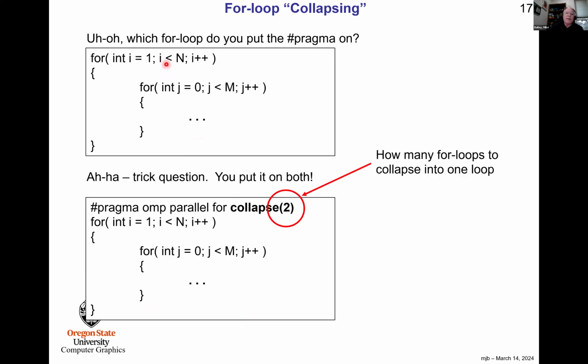Collapsing. What if you've got two nested for loops? Well, which one do you put the pragma on? You can't put it on both. What you do instead is you punt and you say collapse two, meaning OpenMP will magically put the pragma on both of these combined. Okay, how many for loops to collapse into essentially one loop? So that's really helpful because this is a pretty common design pattern.